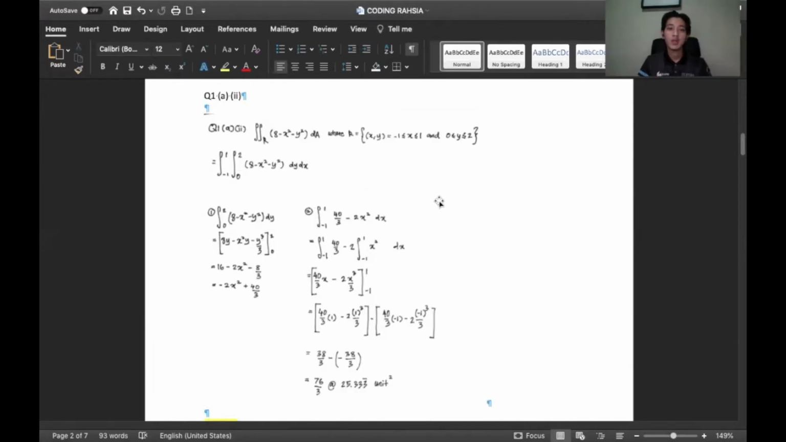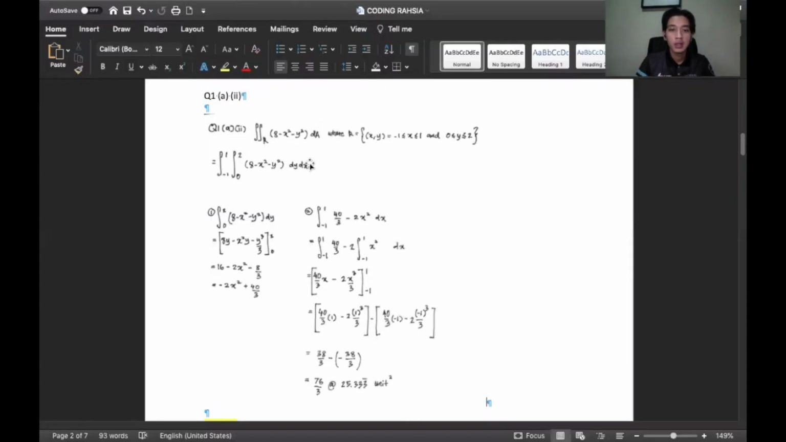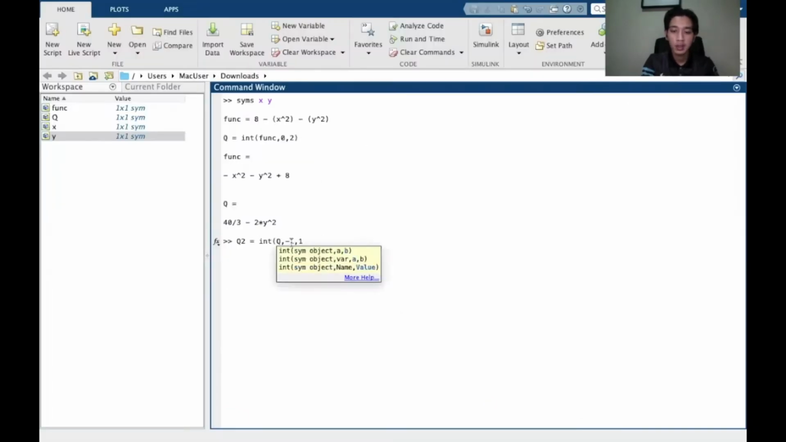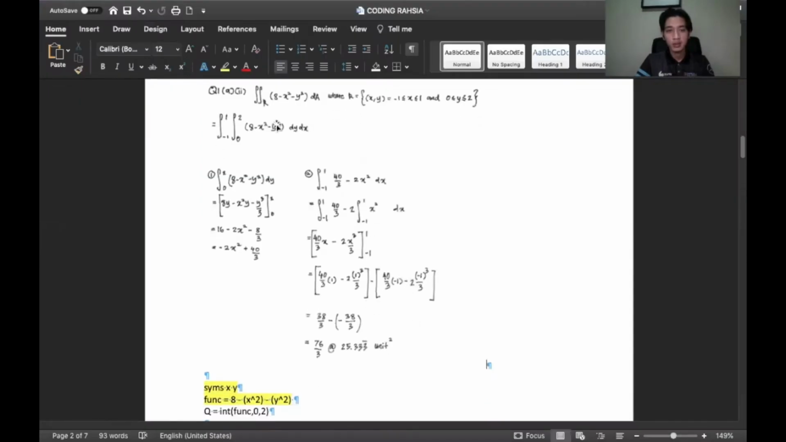Now for question 1A2, you can see here is the function and the origin is here. After we put in all the upper and lower limits, you can see here is the function for the double integral. So now let's start with the function. We get 40 over 3 minus 2y to the power of 2. Now let's do the integral of dx. We get 76 over 3. As you can see from the calculation, we also get 76 over 3, which is 25.333 units squared.